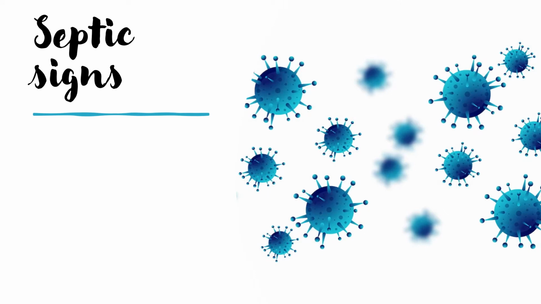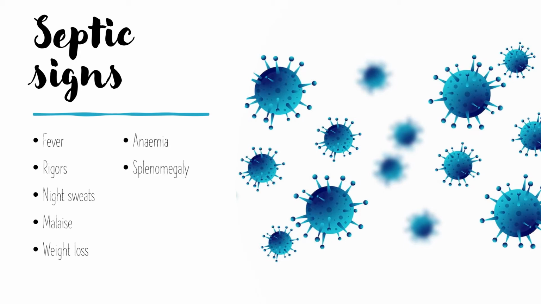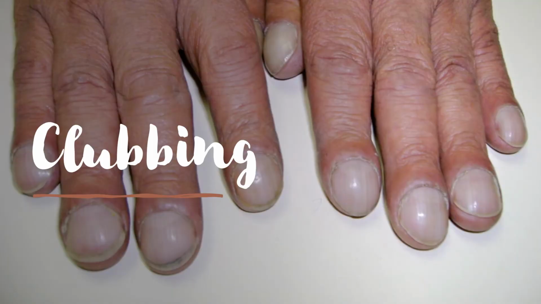So, typical signs of sepsis. We've got fever, rigors, so these are really vigorous shakes, night sweats, malaise, weight loss, anemia, splenomegaly, and clubbing. Here we can see a really clear photo of finger clubbing.